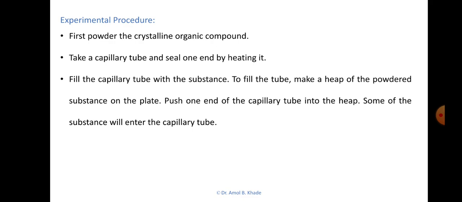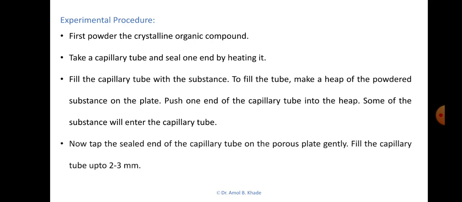Then push one end of the capillary, obviously the open end of the capillary tube, into the heap. Some of the substance will enter into the capillary tube. So now you can tap the sealed end of the capillary tube on the porous plate or any soft surface so that the powder will enter at the bottom where it has a seal, okay. And you have to fill the capillary with your substance approximately 2 to 3 mm of height, okay.